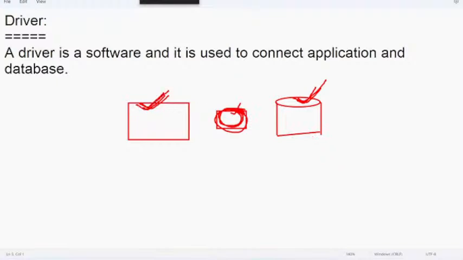If these people want to develop a driver, they have to take permission from the database vendor. If these people want to develop a driver, they have to take permission from the application vendor. If any other company wants to develop a driver, they have to take permission from both companies. Without taking permission, if they develop, we cannot trust that software. No one will trust that software. That is called pirated software.